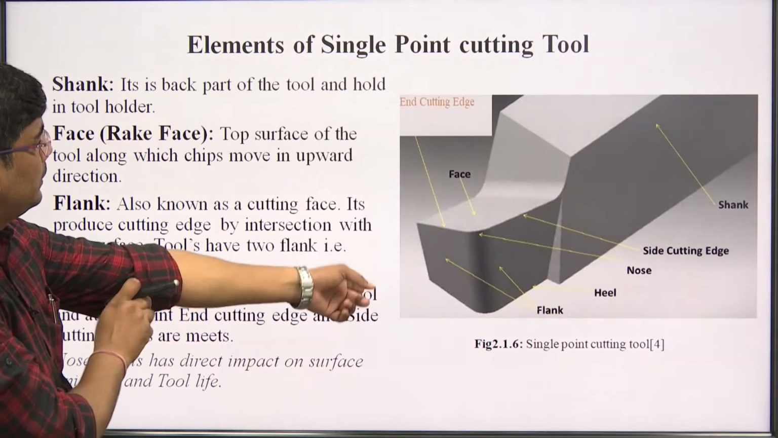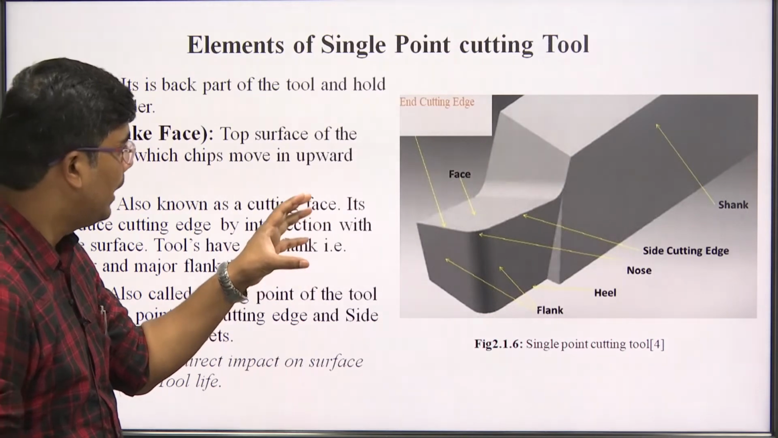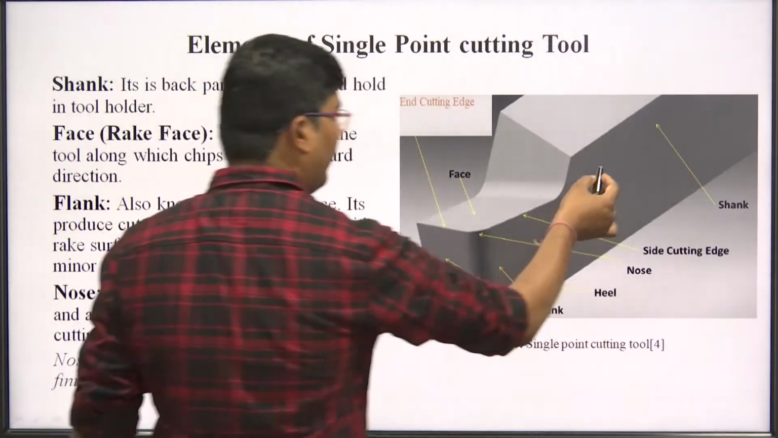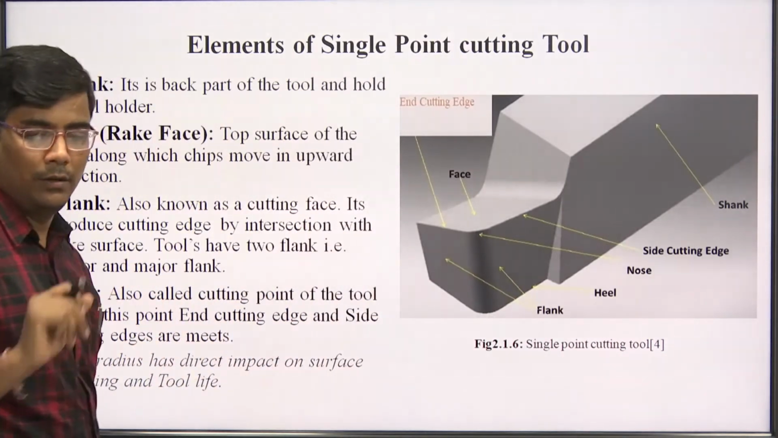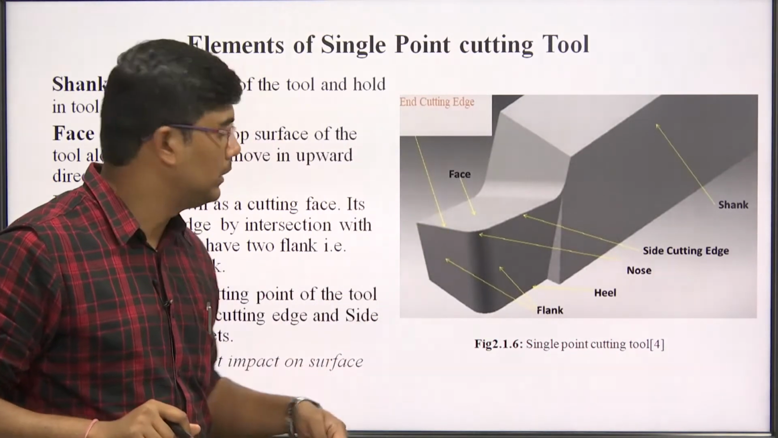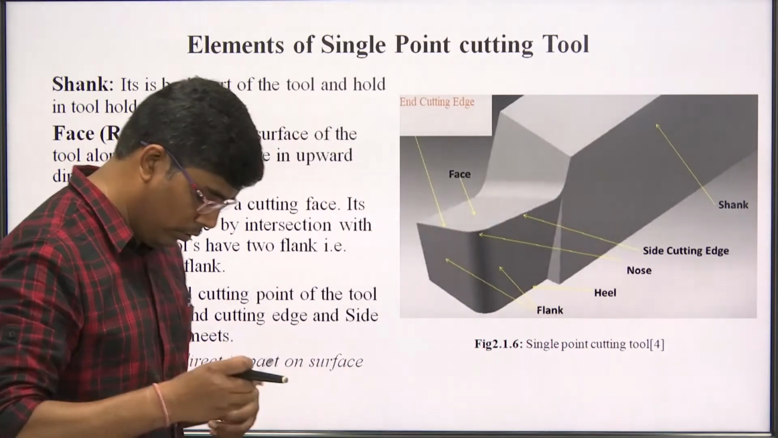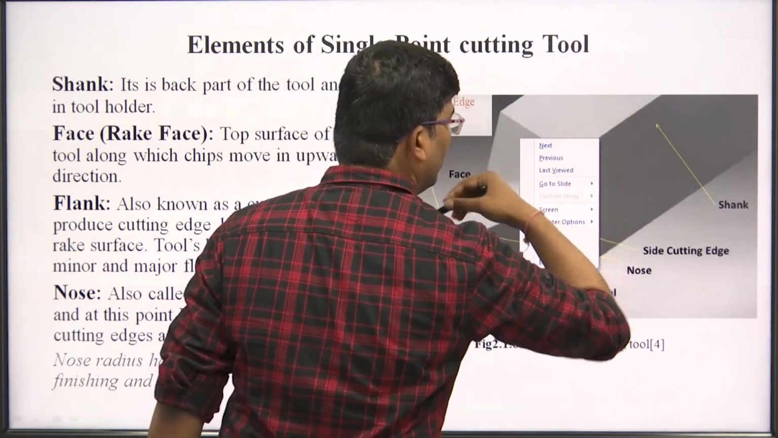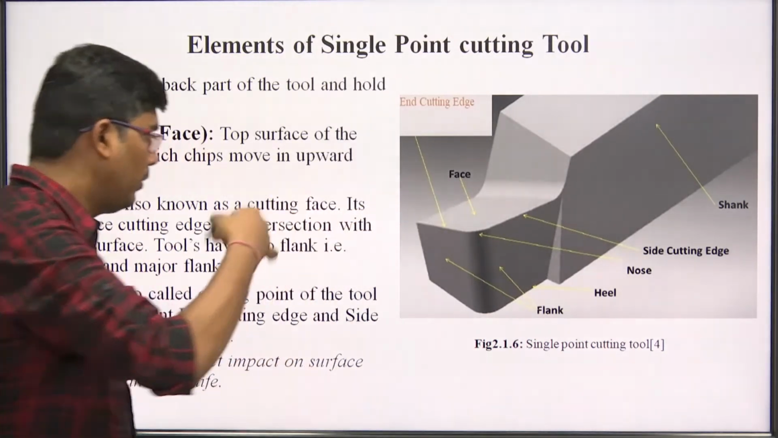Elements of single point cutting tool. This is a single point cutting tool and we are going to discuss its elements, that is, its parts. This is a shank, the main body of the tool, which is held in the tool holder. ये कटिंग टूल होल्डर्स में होल्ड होता है, जब हम मशीनिंग करते हैं। इस पार्ट का कोई रोल मशीनिंग में नहीं होता है, that is, it does not play a role during the machining. ये पार्ट सिर्फ होल्डिंग के लिए यूज़ होता है.